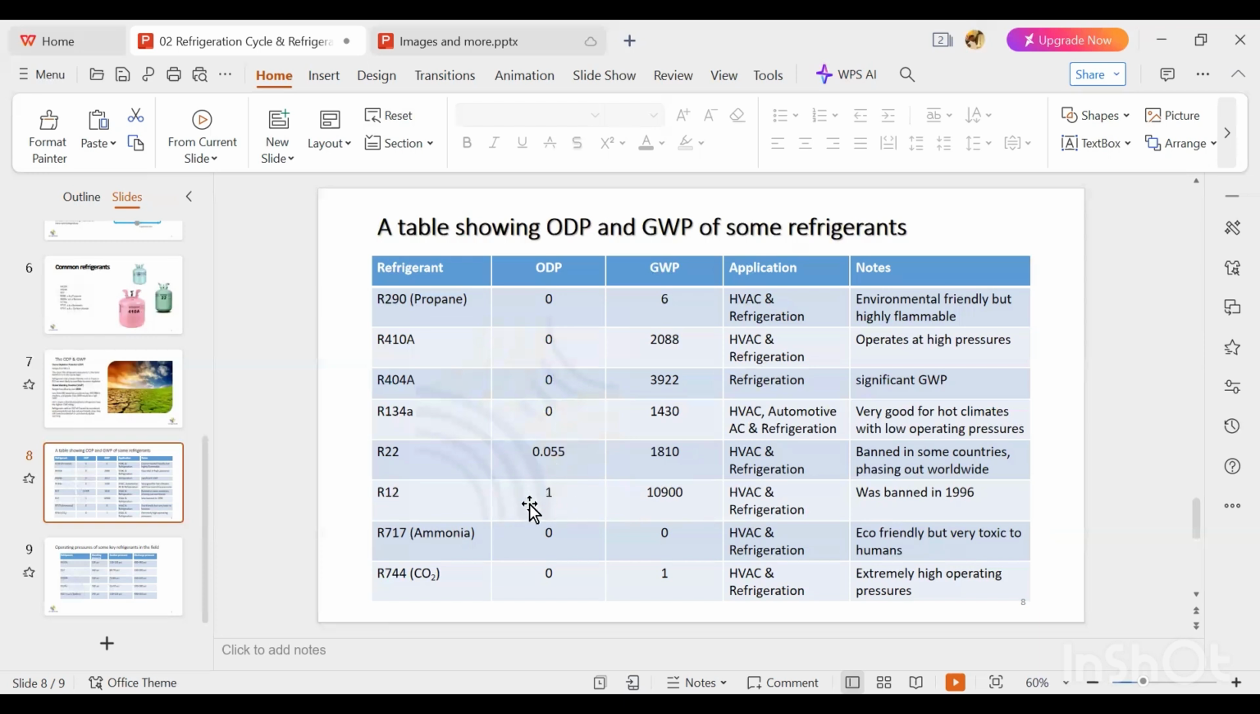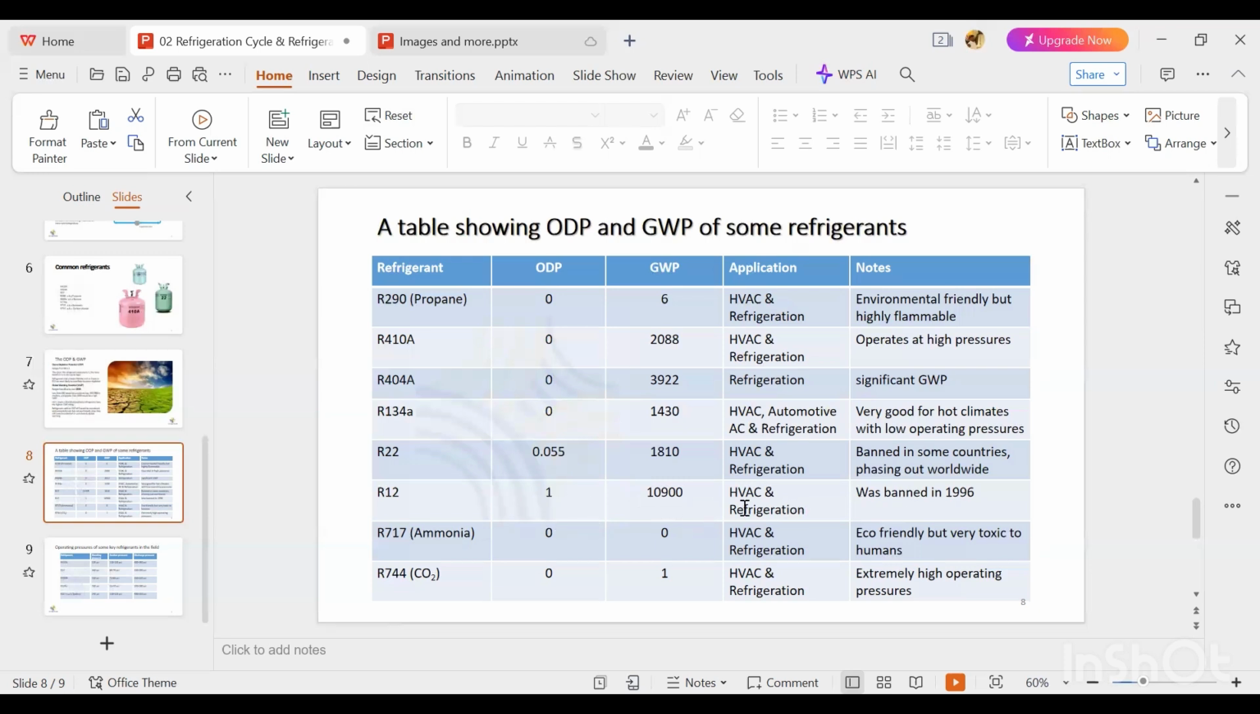The next one on the list is R12. This one has ODP 1, as we say, ODP 1. This is very, very harmful to the ozone layer. And also, the GWP is over 10,000. So this one is, I call it a menace. This one is a disaster.